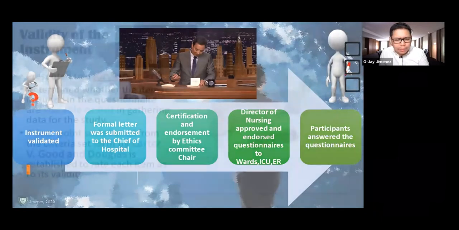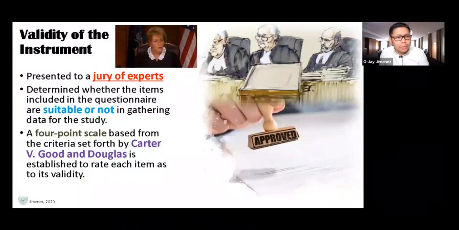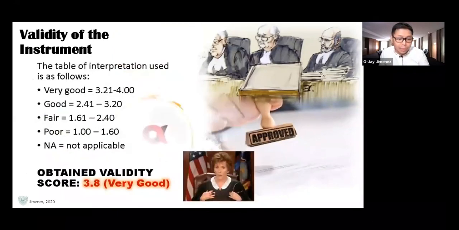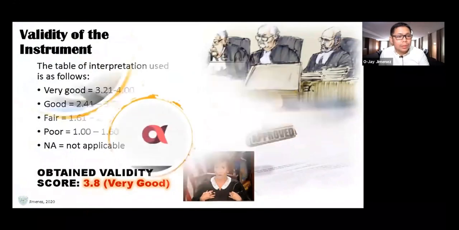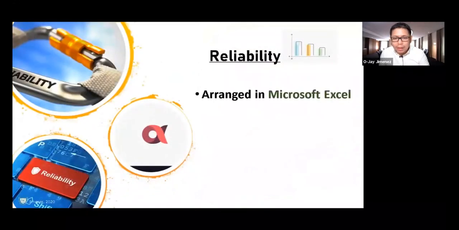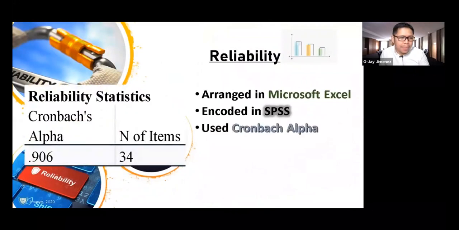But before that, we also determined the validity of the instrument through a review by a jury of experts for them to determine if the questionnaire is suitable or not in gathering data for the study using a four-point scale based from the criteria set forth by Carter, B. Good, and Douglas. So we received a validity score of 3.8, which is interpreted as very good. Then for the reliability, we used Cronbach's Alpha encoded in SPSS. And the reliability score we have acquired is 0.906 or excellent.